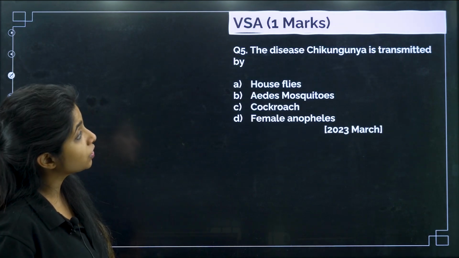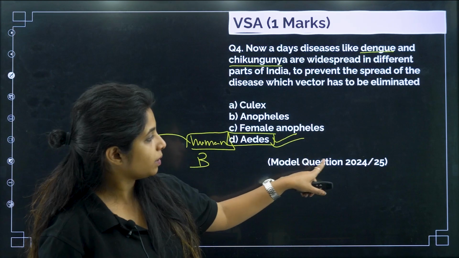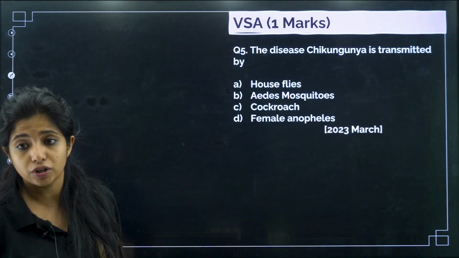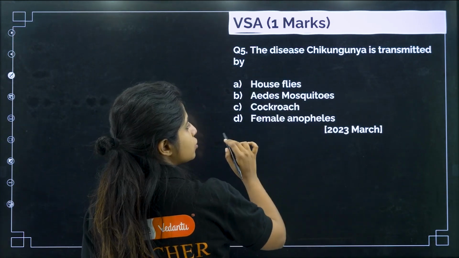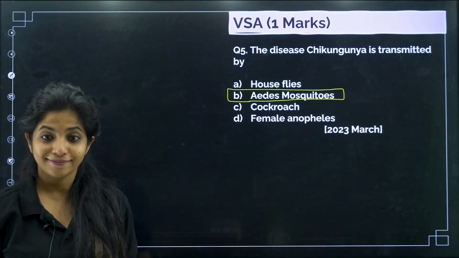Next, the disease chikungunya is transmitted by, again the question came, house flies. This question has come in the model question paper this year, and in March 2023 also this question has come. The disease chikungunya is transmitted by, tell me, house flies, Aedes mosquito, cockroach, female Anopheles. It will be what? Aedes mosquito.